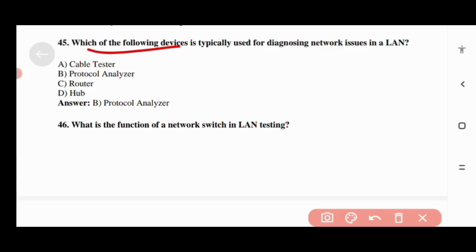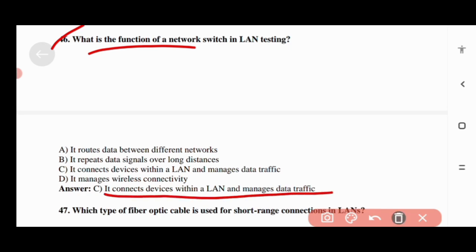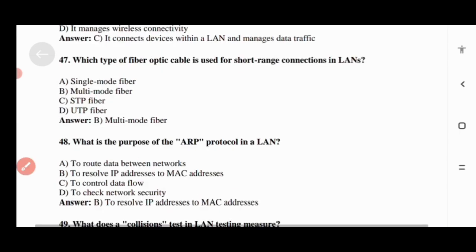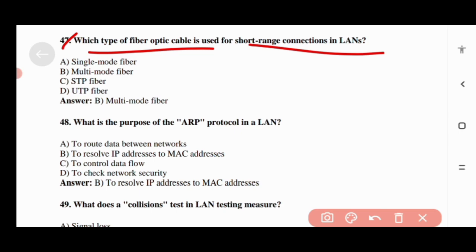Which of the following devices is typically used for diagnosing network issues in a LAN? Protocol analyzer. What is the function of a network switch in LAN testing? It connects devices within a LAN and manages data traffic. Which type of fiber optic cable is used for short range connections in LANs? Multi-mode fiber.